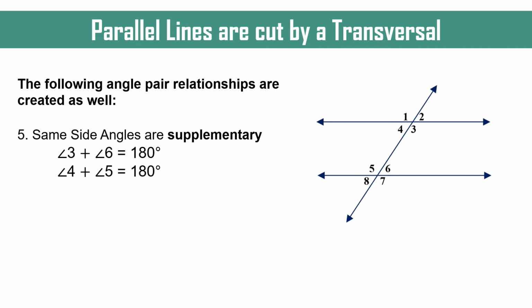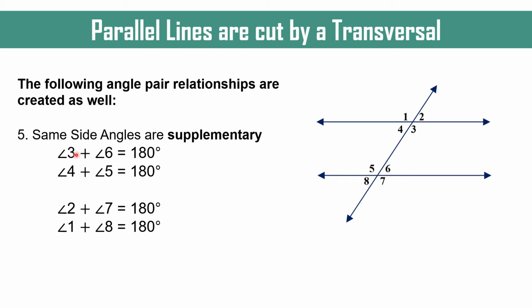And we also have angle 2 and 7. Angle 2 and angle 7, they are both on the exterior part of the parallel lines and also both are on the right. Their sum must also be equal to 180, and also angle 1 and angle 8, their sum must also be equal to 180.